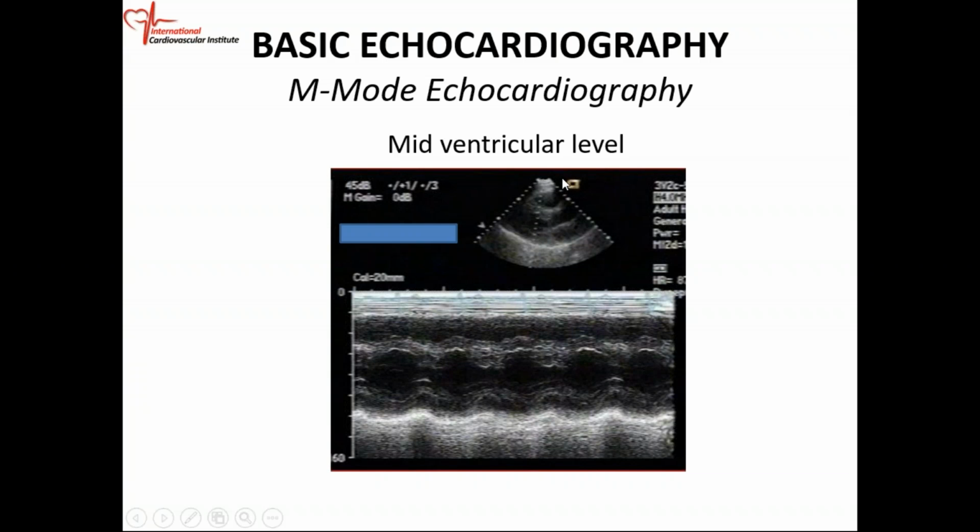So again, this is your probe, and the structure that we're looking at is where you have your cursor. The first thing that the ultrasound beam encounters is the chest wall. Then from the chest wall, it encounters the pericardium, then the RV wall, then the RV cavity, the septum, LV cavity, the posterior wall, and the pericardium.